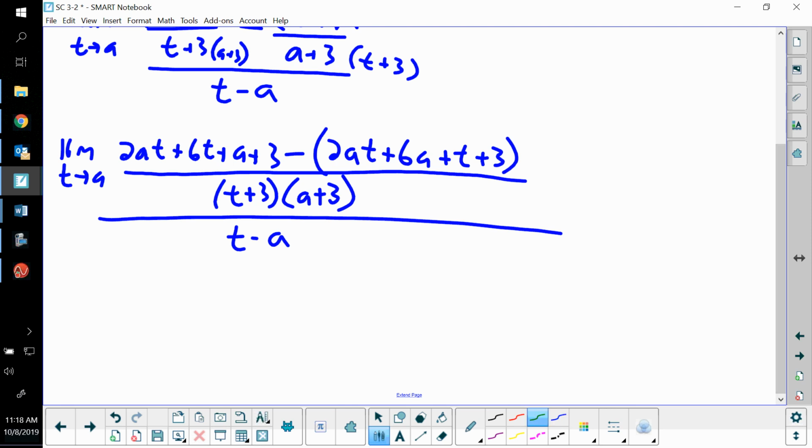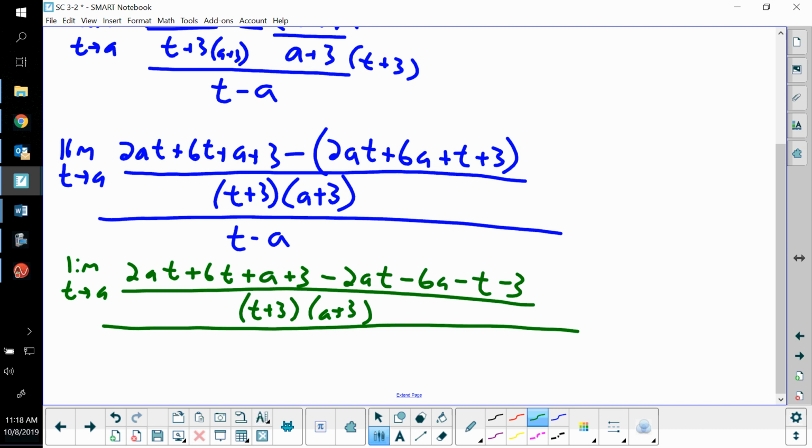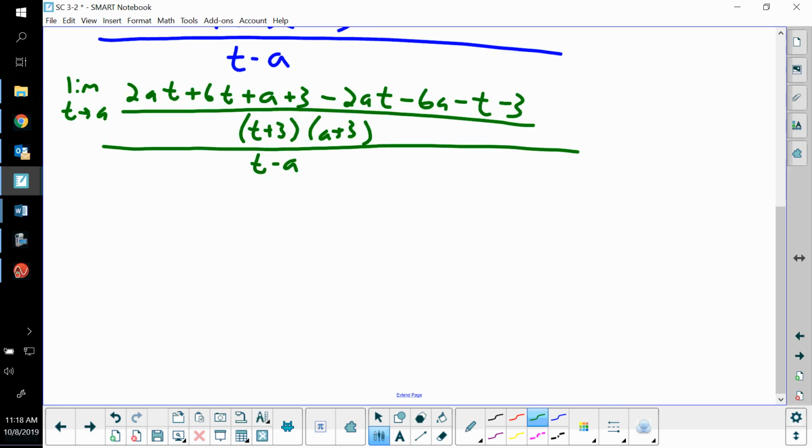So we're going to distribute our negative. That'll be limit as t approaches a. We'll have 2at plus 6t plus a plus 3. We'll now have minus 2at minus 6a minus t minus 3. And then everything else doesn't change. We'll give you a minute to get caught up to there.